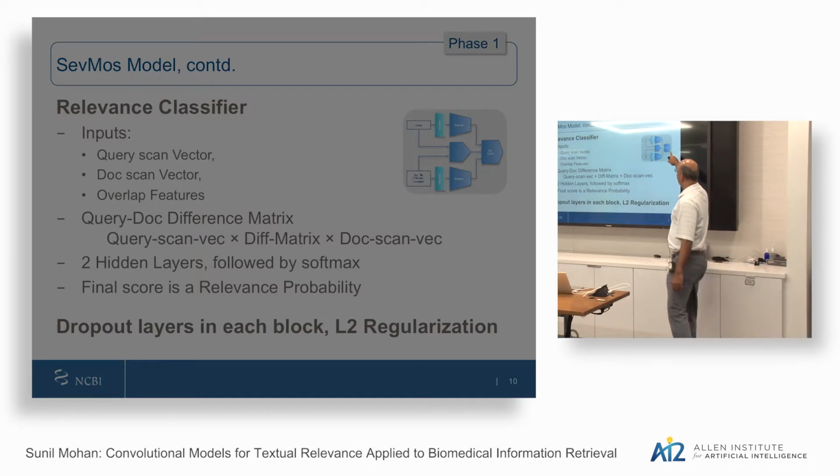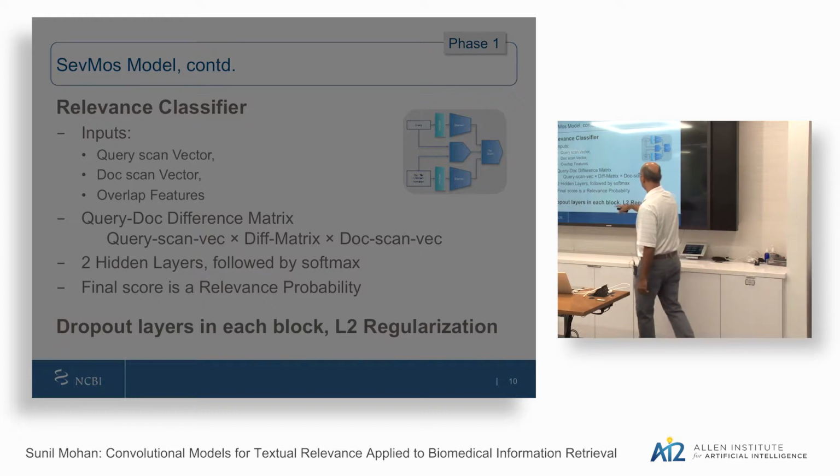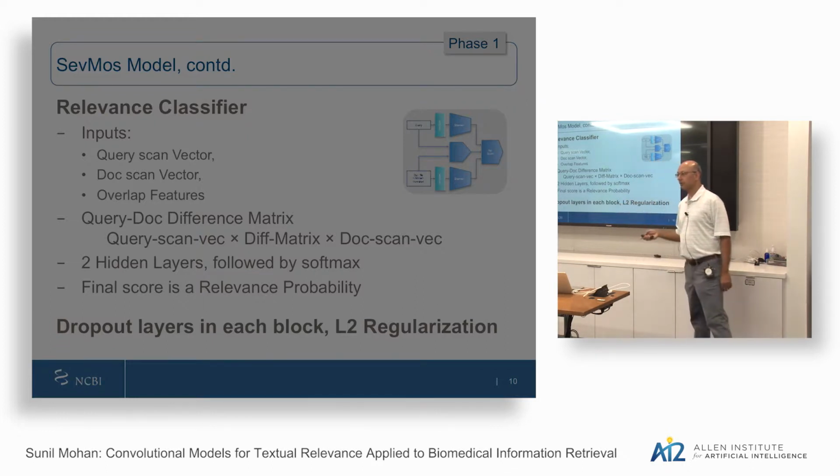The relevance classifier is a 3-layer feed-forward network, 2 hidden layers followed by a sigmoid layer, and it predicts a probability. So it's a classifier. Oh, and then I added dropout layers and L2 regularization throughout.